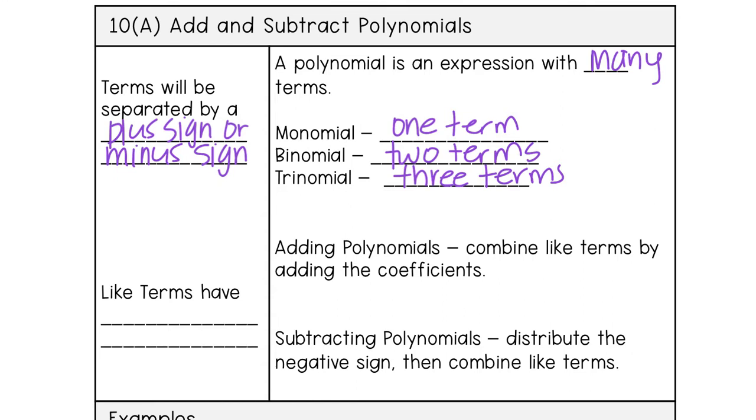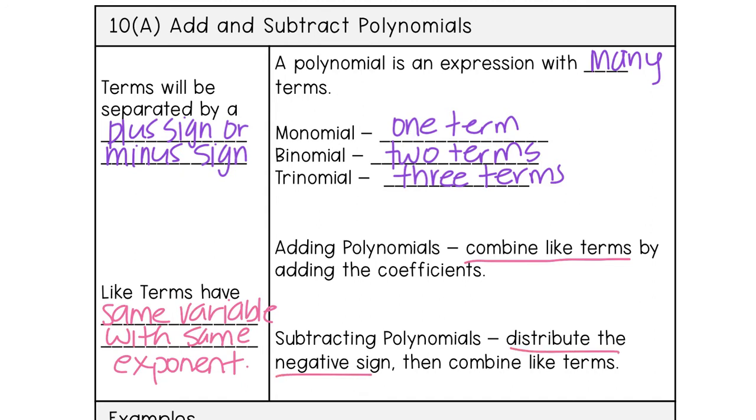Okay, so like I said, we're going to be adding and subtracting. So to start out with, when you're adding polynomials, all you need to do is combine like terms by adding the coefficients. So like terms have the same variable, so that's the letter, with the same exponent. Okay, and then subtracting polynomials, there's an extra step. First, you have to distribute the negative sign and then combine the like terms. So we have examples of each.